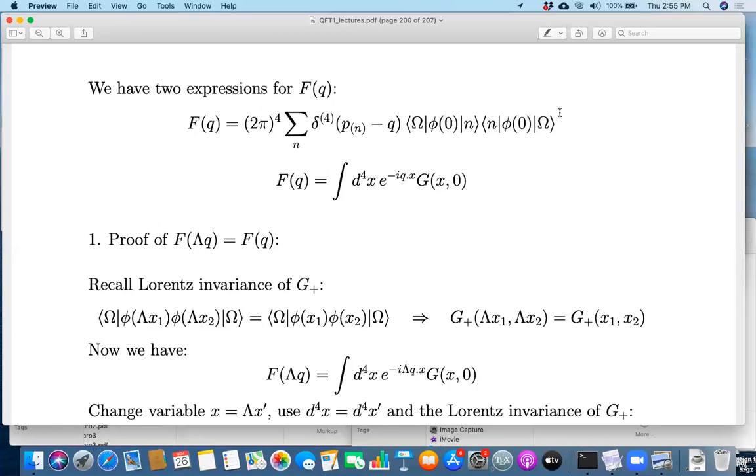But so far it is completely general. The sum over n includes single particle states, multi-particle states, everything. It's in fact general enough so that even if n didn't have a particle interpretation, it is still true. So whatever you have done is still going to be true.